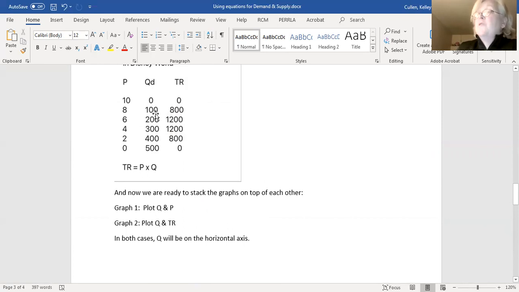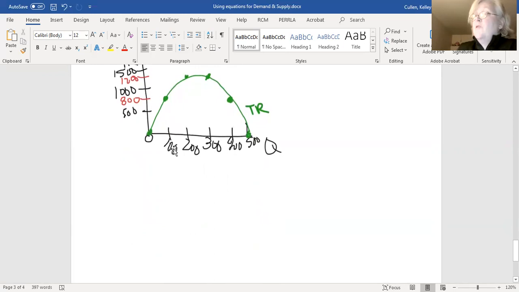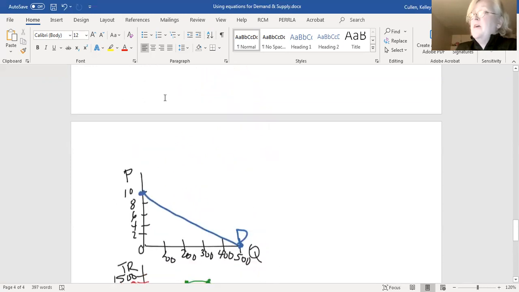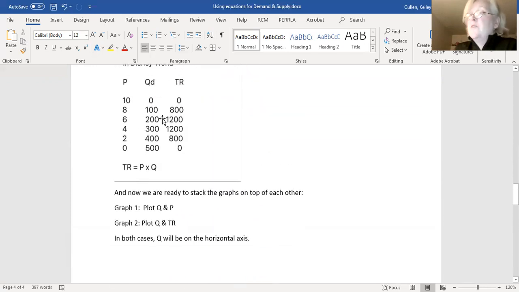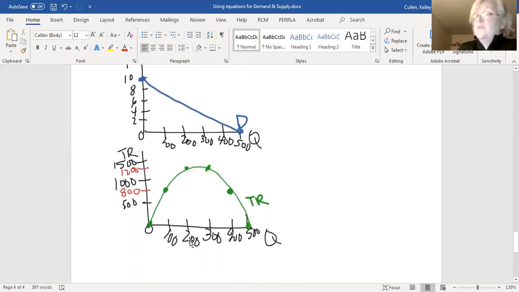When quantity is 100, total revenue is 800. Okay, well, let's go over to quantity of 100 and go up to 800 and put a green dot there. And there you go. And then go back to my table. When the quantity is 200, my total revenue is 1,200, right? So at a quantity of 200, I go up to 1,200 and so on. And you keep plotting these and your total revenue function will look like that. And there you go. Now you have the stacked graphs.